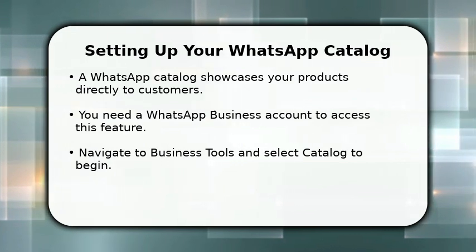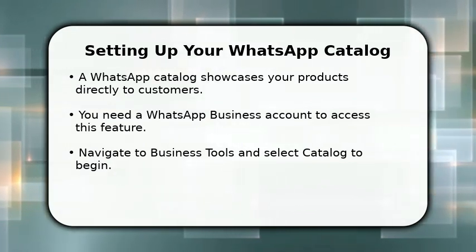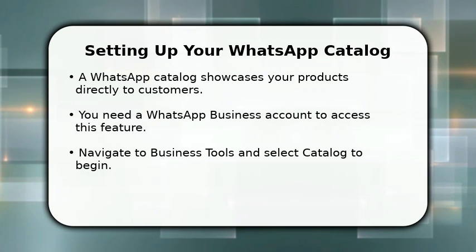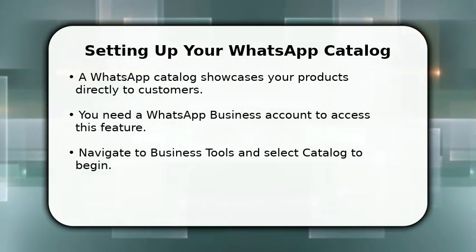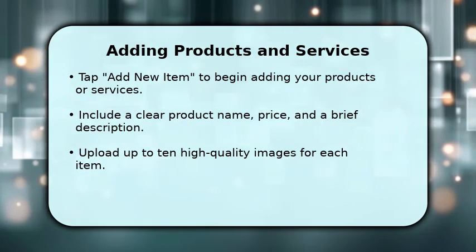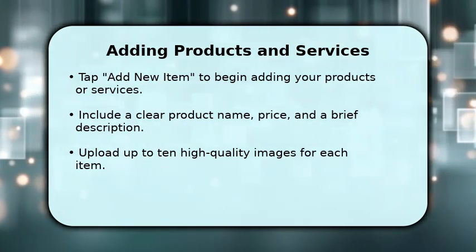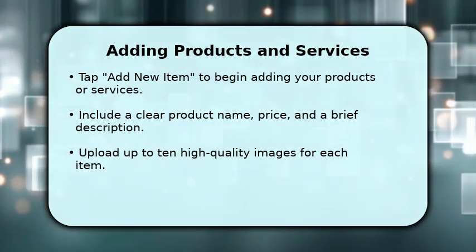To start, open the app, go to Business Tools, and then tap on Catalog. This is your gateway to creating an engaging storefront for your business. Now, let's add your first product or service. Tap the green plus icon or add new item.